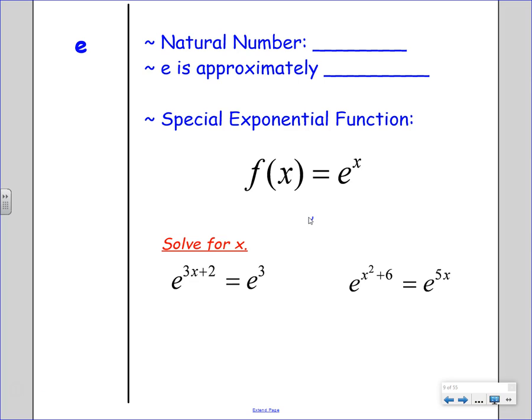He happens in business with compounding interest. He happens in science with population growth and decay, even radioactive element growth and decay. He happens in econ, well, it's kind of the same business principle. He shows up all over the place in natural applications, so we have to talk about him. His name is the natural number, that kind of helps a little bit. E is called the natural number, and he is approximately 2.718282828.